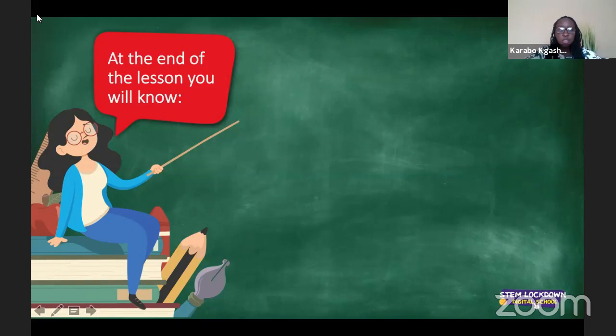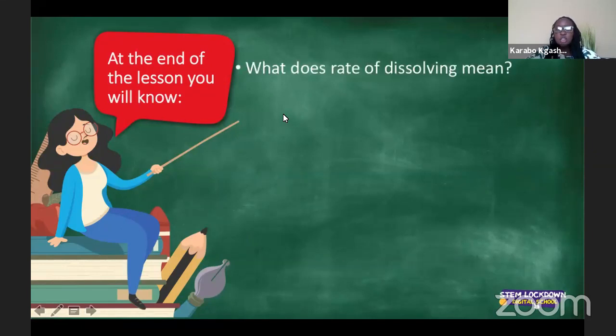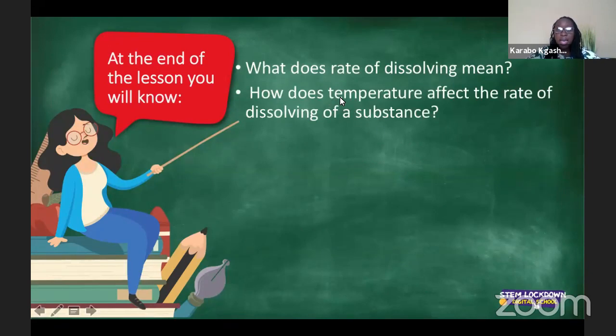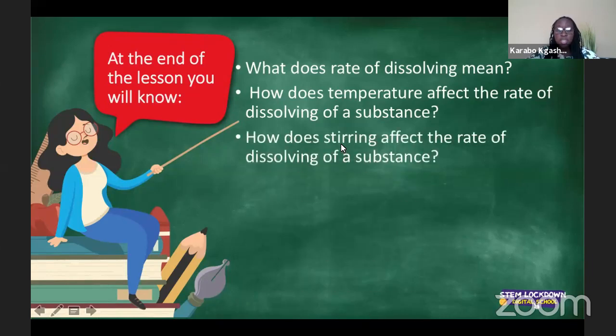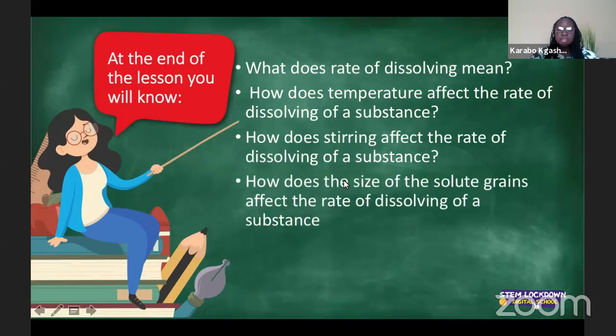So what I expect you to know by the end of this lesson is to know what the rate of dissolving means. If you remember last week, we spoke about how we're going to talk about dissolving this time. So we are going to discuss dissolving and the rate of dissolving. We're also going to discuss how temperature affects the rate of dissolving of a substance, how stirring affects the rate of dissolving of a substance, and how the size of a solute grain affects the rate of dissolving. So it's three matters: stirring, temperature, and size.